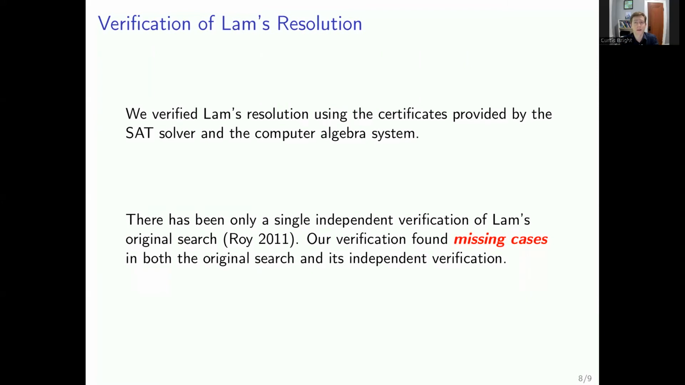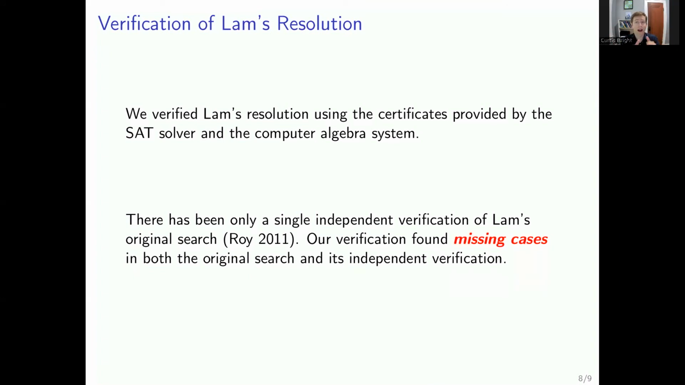And we did this by verifying two things. First, the certificate that the SAT solver produces. There are well-known proof verifiers which can check those, basically a trace of what the SAT solver derived. And then secondly, we also verified what the computer algebra system produced. Whenever it says that two objects are isomorphic, we explicitly verify that isomorphism exists. We actually look at the permutation: permute these points to get the object that it claims is isomorphic to it.